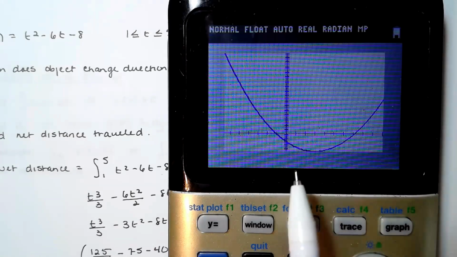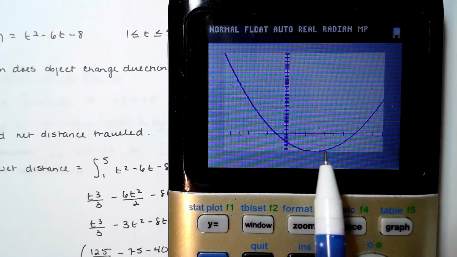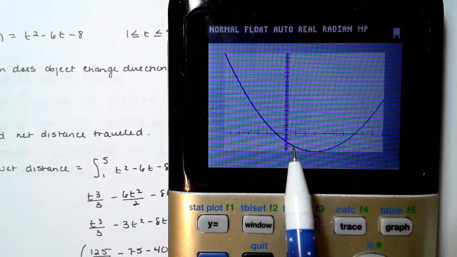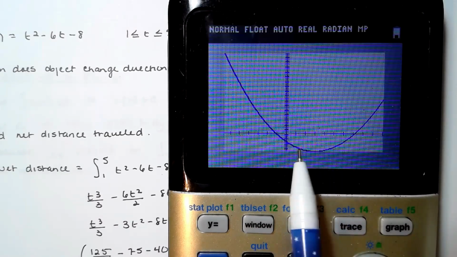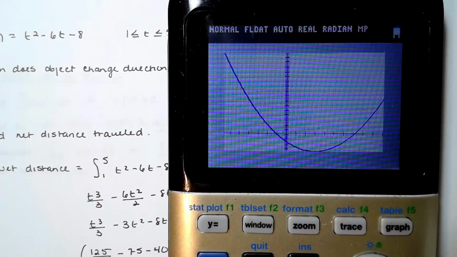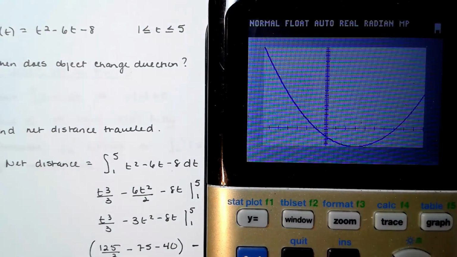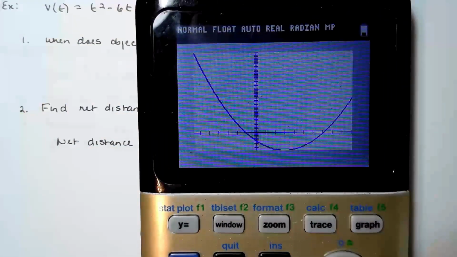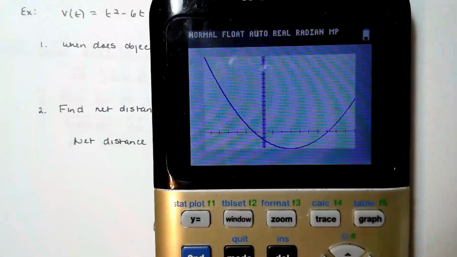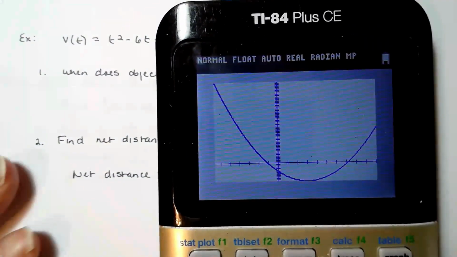The other thing I can see is that all of the area between the x-axis and this curve on the interval from 1 to 5 is going to be concentrated below the x-axis, so I would expect that we would get a negative answer, right? So there's some things that we have to think about in order to put this into perspective.